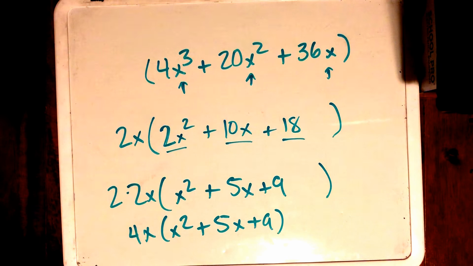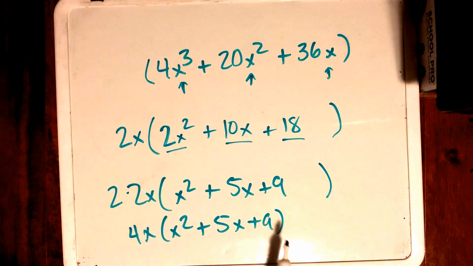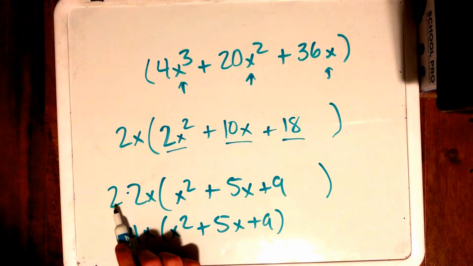Now, another way that you could do this if you wanted to. Doing it this way is perfectly fine. It takes one extra step than this way I'm about to show you, because we did 2 steps here. We pulled out a 2x and then we pulled out a 2.